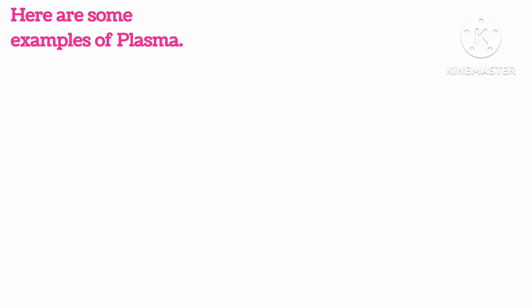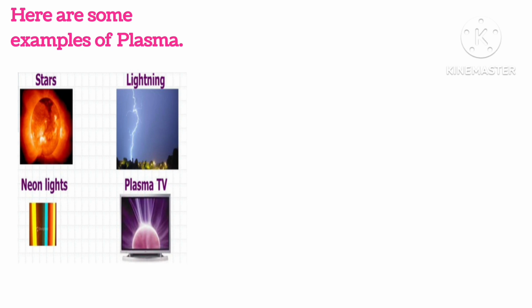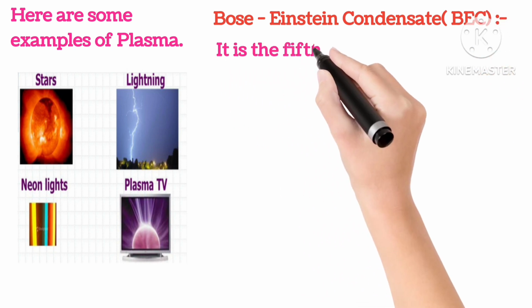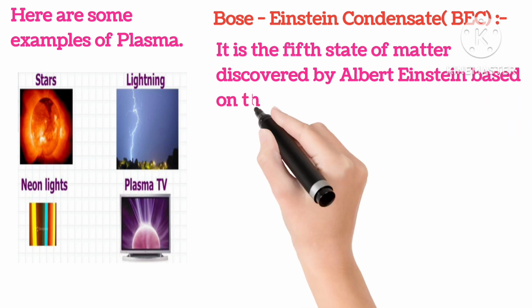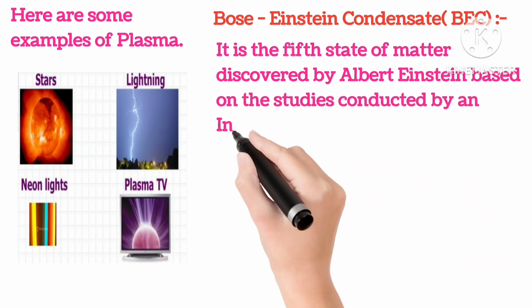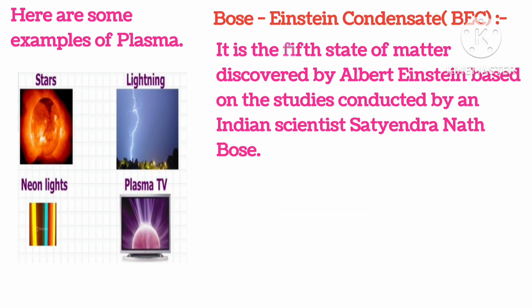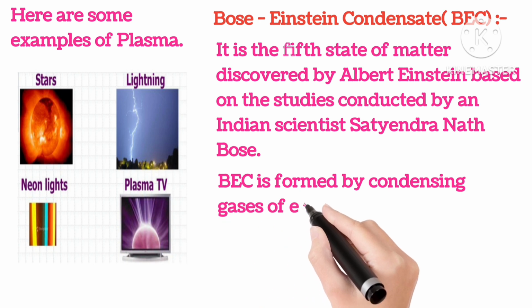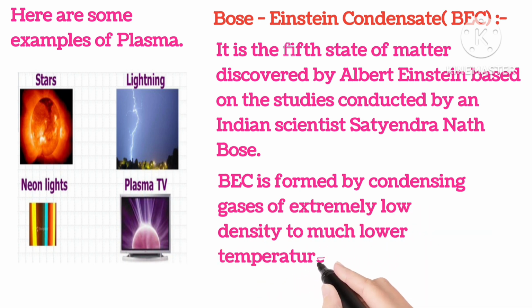Here are some examples of plasma: stars, lightning, neon light, plasma TV, etc. Bose-Einstein condensate. It is the 5th state of matter discovered by Albert Einstein based on the studies conducted by an Indian scientist, Satyendra Nath Bose. BEC is formed by condensing gases of extremely low density to much lower temperature.